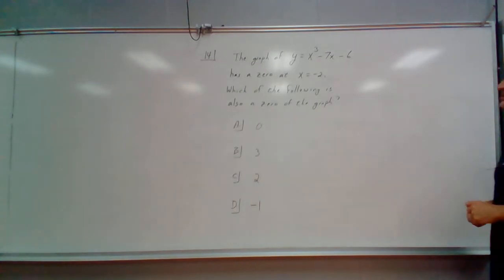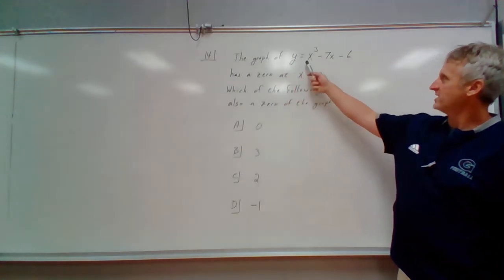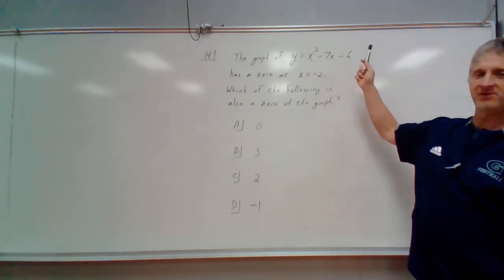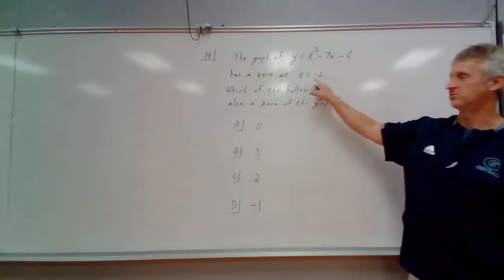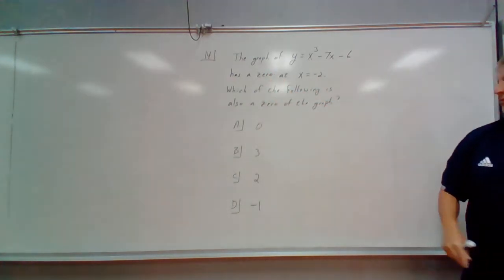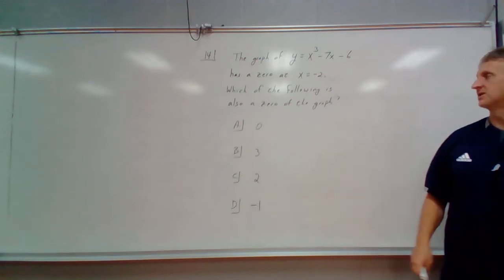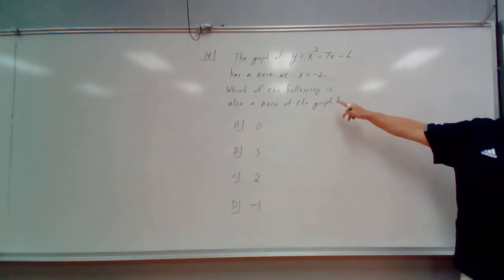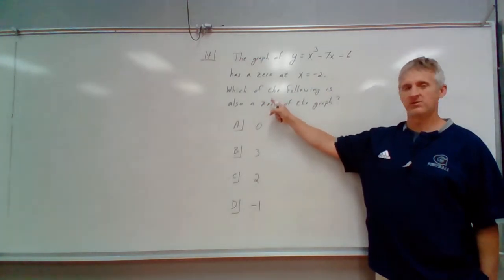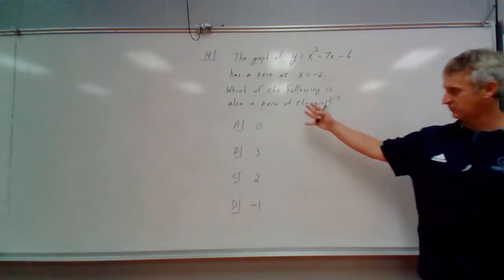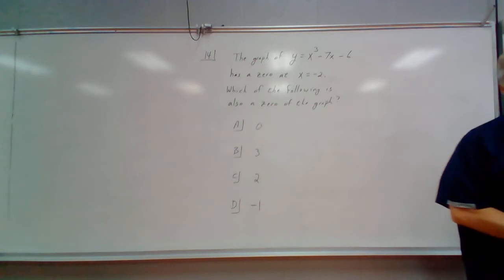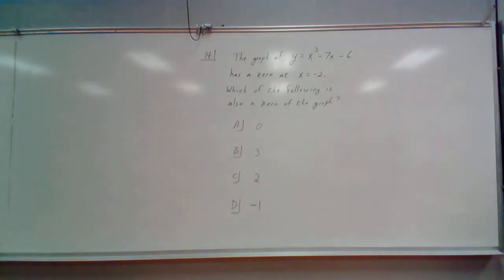All right, here's the next question. The graph of y equals x to the 3rd minus 7x minus 6 has a 0 at x equals negative 2. Remember, 0 is synonymous with root, so it has a root at x equals negative 2. Which of the following is also a 0 or a root of the graph? So multiple choice, pick which one of these is another 0 of the graph. So pause the video and solve that question.